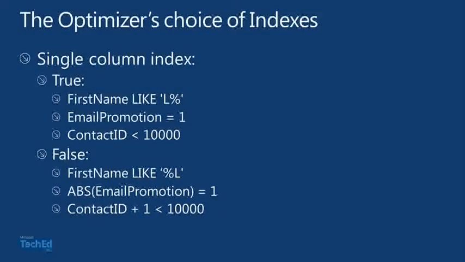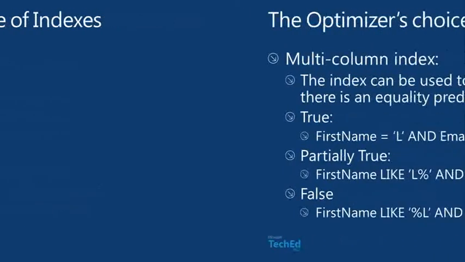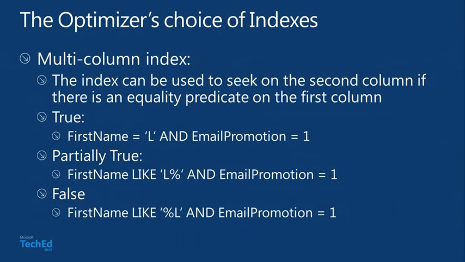Understanding the single column index and how it works, the choice and the preference of the optimizer is pretty straightforward, but sometimes the intricacies really lie with the multi-column index, and I want to spend some time with this. So look at the first point. The index can be used to seek on the second column if there is an equality predicate on the first column. And this is what is really happening in our scenario.